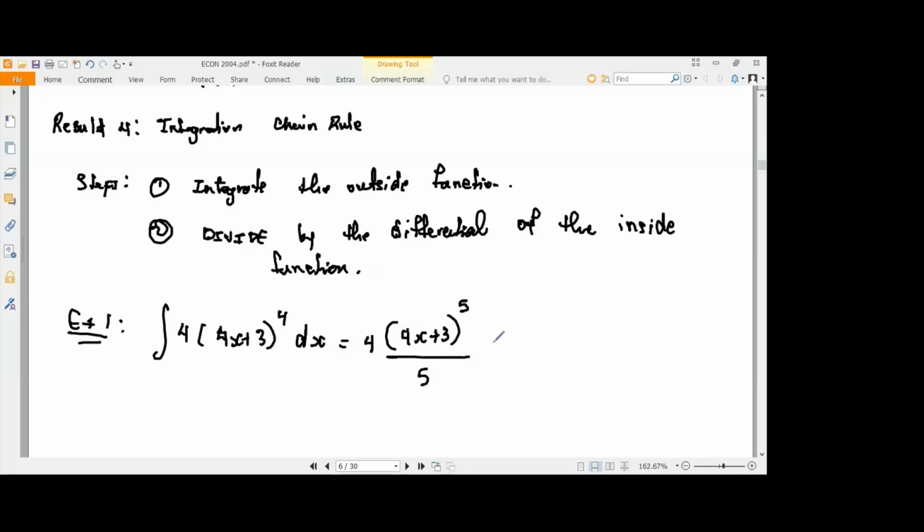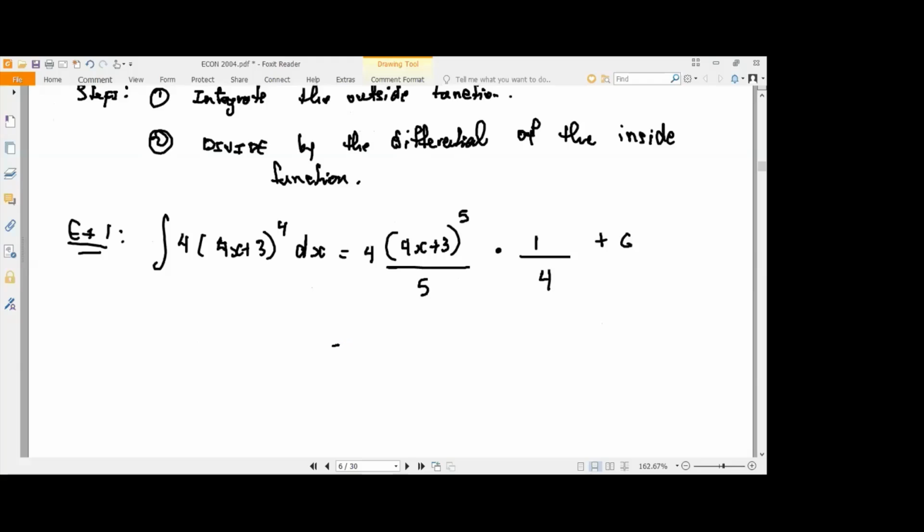Then now it says that you're supposed to divide by the differential of the inside. So when you're dividing, all you do is just multiply by 1 over the number. So here, when you differentiate the inside function, which is 4x plus 3, you get a 4. What's going to happen now, don't forget your plus c because it's an indefinite integral. What's going to happen now, guys, is that the 4s here are going to actually cancel each other. So this reduces to give you (4x plus 3) all raised to the fifth divided by 5 plus c. So that would be your first example.